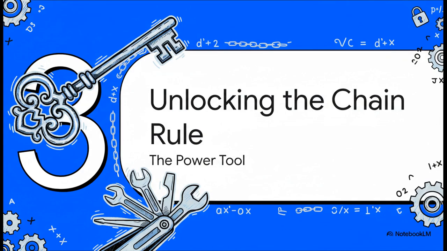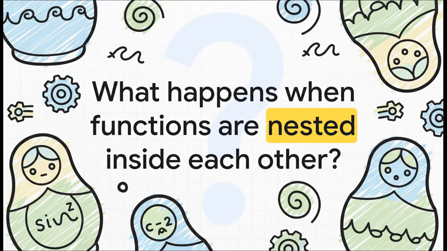So far, we've been dealing with pretty straightforward functions. But now, it is time to unveil the master key, the multi-tool, the single most important power tool in our entire differentiation kit, the chain rule. I mean, think about it. What if you have the sine of a squared function, or the cosine of another trig function? Our basic tools just can't handle functions that are wrapped up inside of other functions. It's exactly like a set of those mathematical Russian nesting dolls. How do we get to the center?